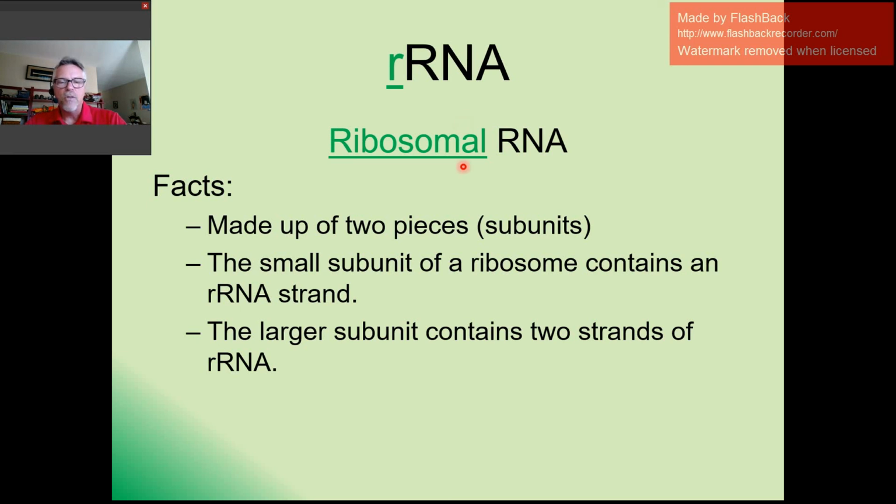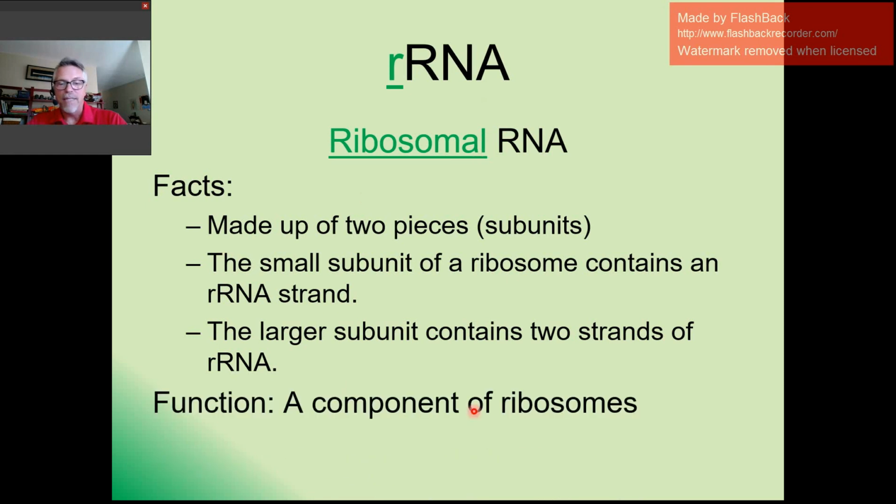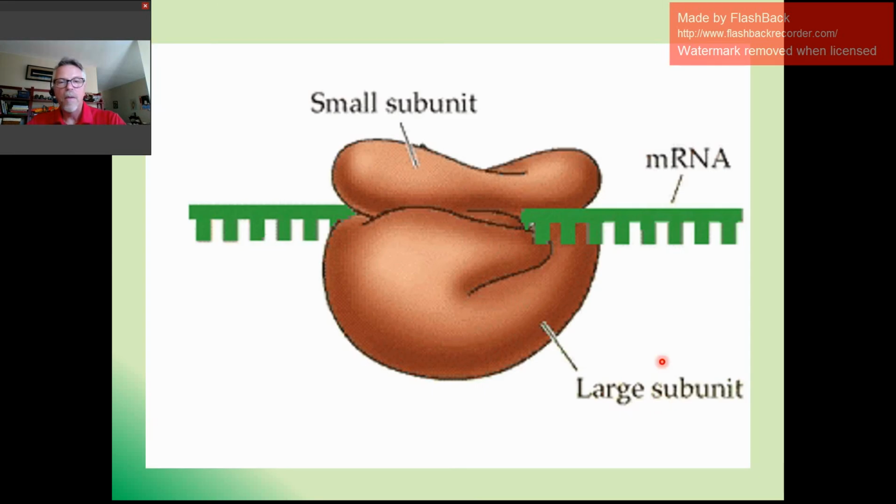A ribosome has two pieces, two subunits. There's a small subunit and a large subunit. And those subunits are made up of ribosomal RNA strands. That's what makes up a ribosome. So here's a cartoon that shows us that. This brown object is our ribosome. It has a small subunit here and a large subunit down here. And here is the messenger RNA molecule that's going to be read, going to be translated, sandwiched between the small subunit and the large subunit.